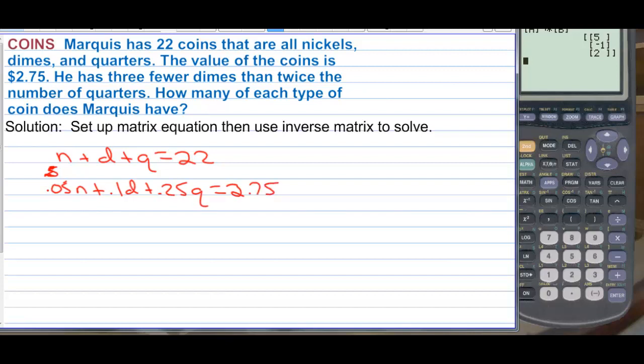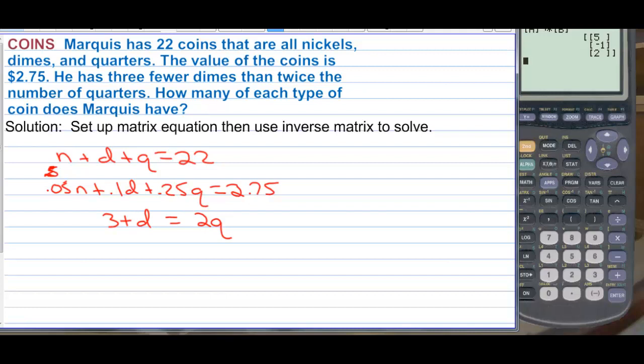He has 3 fewer dimes than twice the number of quarters. So if dimes equals twice the number of quarters, he has 3 fewer dimes. So if we add 3 to the dimes, that will actually equal 2 times the quarters. So how many of each type of coin does Marquise have?